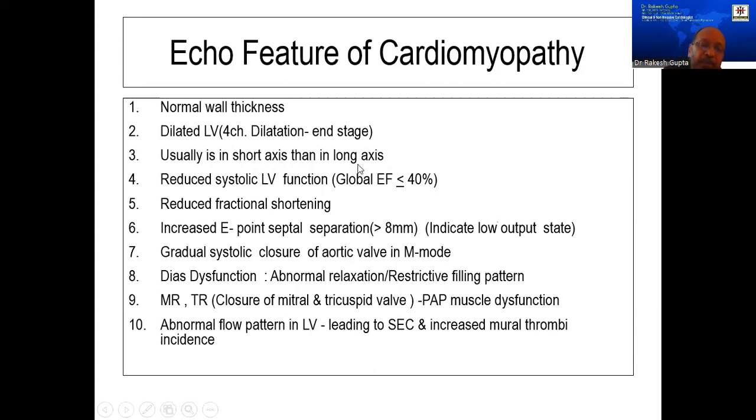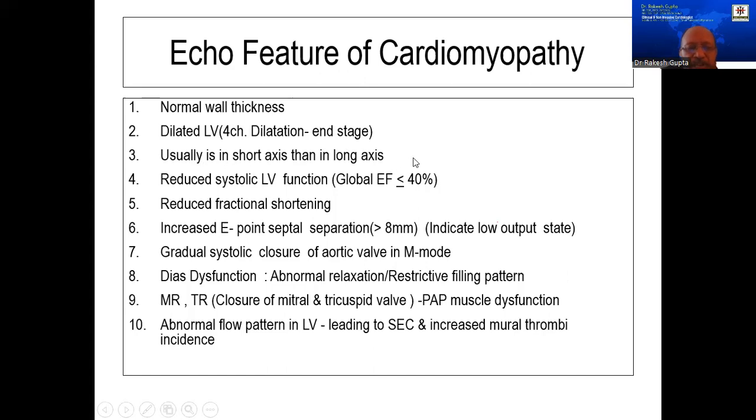Why? Because the apex is fixed, and the base where the valves and atria are present is also reasonably fixed. So where do we dilate? We dilate in the mid segments. As we all grow, where do we dilate? When our head is fixed and the lower limbs are fixed, we dilate in our abdomen. So the LV dilates in short axis, and that's what the dilatation is.